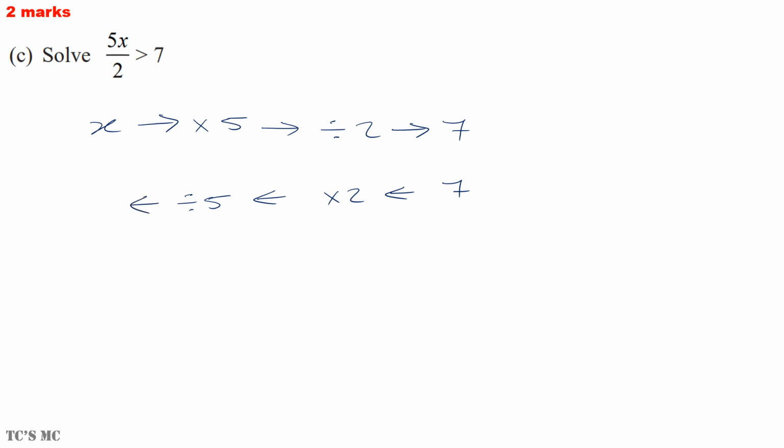We now have 1 mark. If you type this into your calculator, you would get 7 multiplied by 2, which is 14, and then divide that by 5, and we get 2.8. Now we need to write the answer as an inequality. That is x more than 2.8, and that is our second mark.